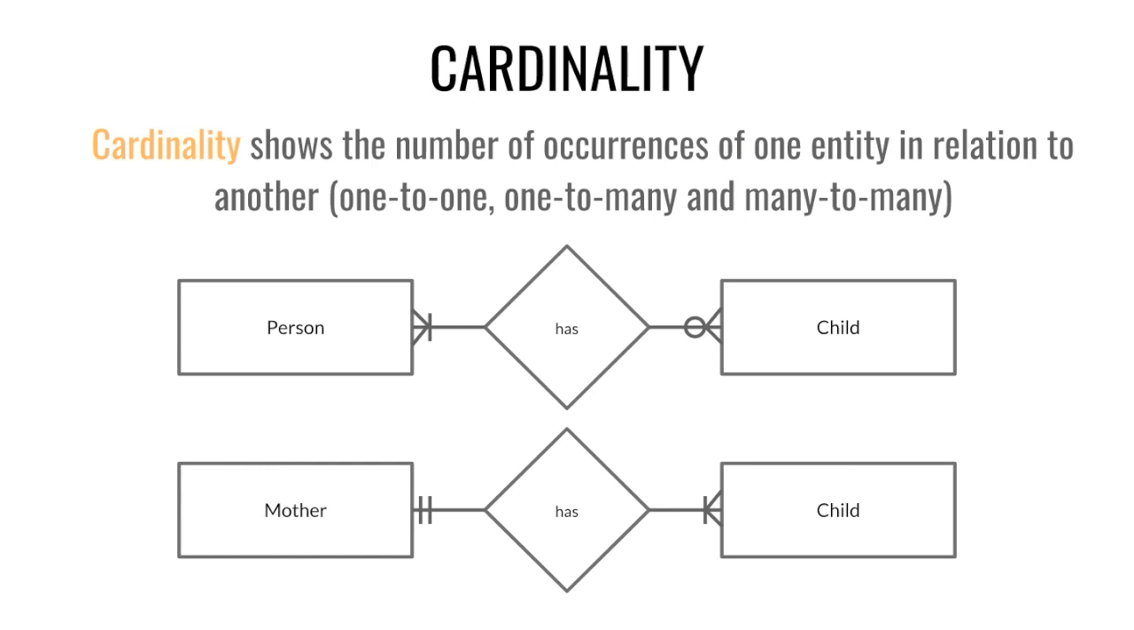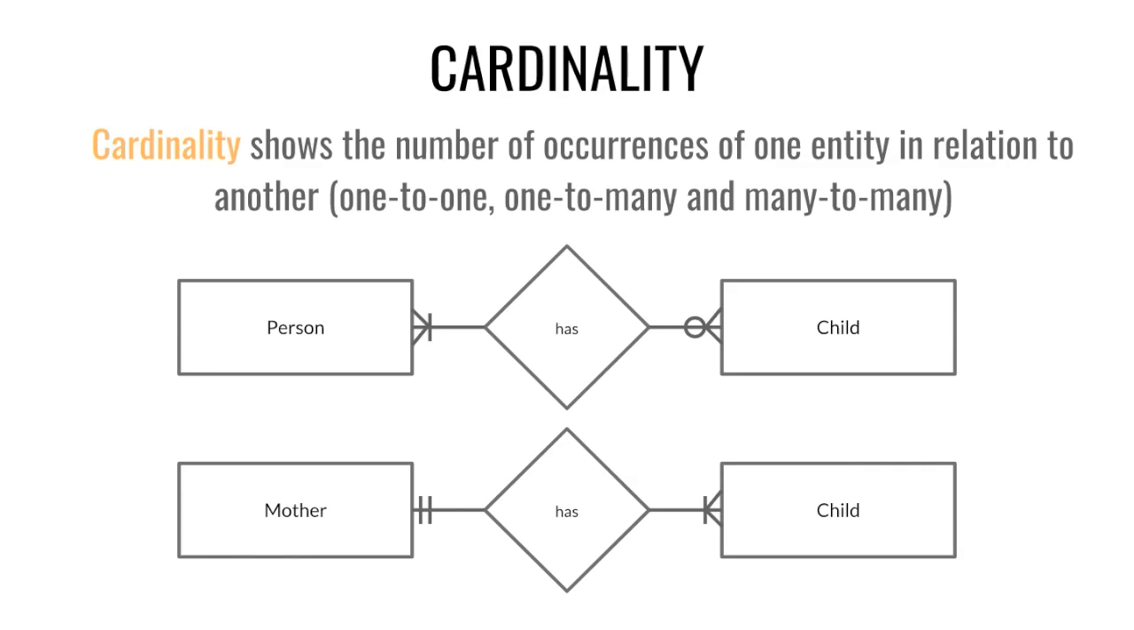Cardinality shows us the number of occurrences of one entity in relation to another. So I've given 2 examples here. Let's look at the first example. Person is an entity, child is an entity, and the relationship is has. We ask the question, does a person have to have a child? No, it's optional, right? They don't have to have it. So on the right-hand side next to child, you see a 0 or an optional looking symbol, and that means that the person doesn't have to have a child. It's optional. But if they do have children, they could have many. So 0 to many is the relationship on that side.